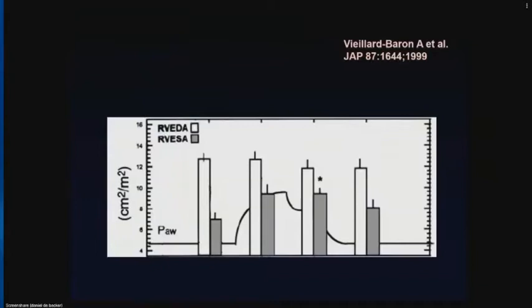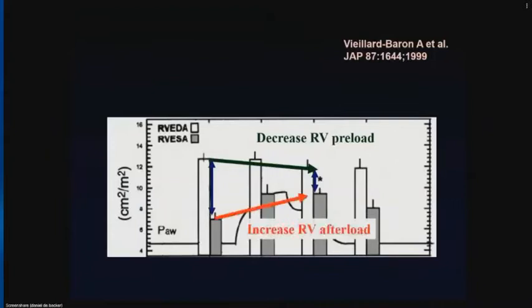This has been nicely illustrated by Antoine Vieillard-Baron and his team in a trial a few years ago, when they looked with a transesophageal echo at the dimension of the right ventricle during inspiration and expiration. And what they described is that there is a decrease in the stroke volume here: the diastolic area, the systolic area, and of course the difference here is the stroke volume. You can see that there is a huge decrease in stroke volume during inspiration. And this decrease in stroke volume was due to a combined effect: on one hand a decrease in the right ventricle preload, because indeed the diastolic area decreased during the inspiration, but also an increase in the right ventricle afterload on the other hand. So the combined effect plays a role in this decrease in stroke volume.